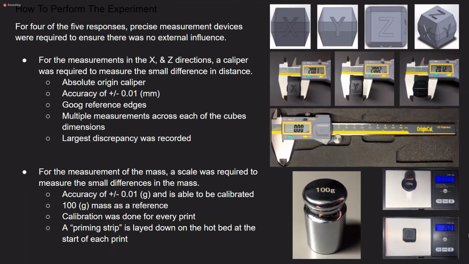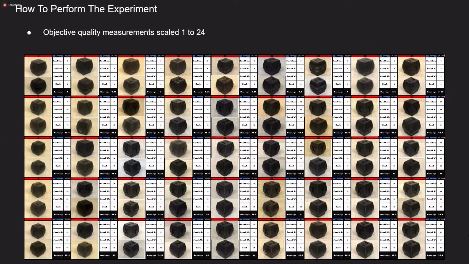One of the 5 responses, quality, an objective measurement, was quantified through a scale of 1 to 24, 1 being the worst, or low quality, and 24 being the highest, or high quality. 2 images for each of the 45 combinations were recorded in the response matrix, and each group member was asked to look through this response matrix prior to rating to ensure an appropriate relative measurement was assigned. The average of each factor combination's ratings was recorded.